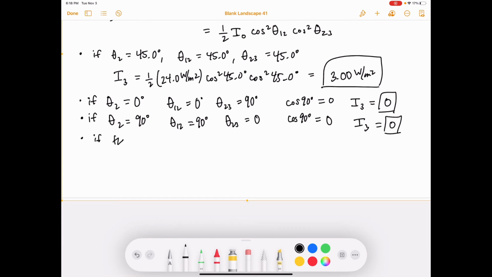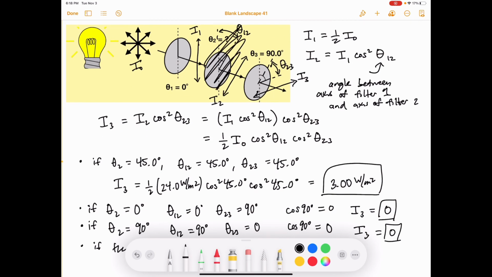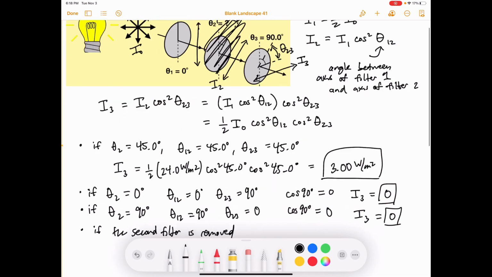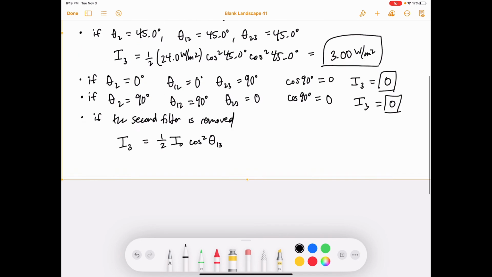And then finally, if the second filter is removed, so forget the second filter is here. We just have filter 1 and then filter 3. Well, then the transmitted intensity through filter number 3 is going to be 1/2 I0, because going through the first filter, we still cut the intensity down by a factor of 2. But then we have cosine squared of the angle between filters 1 and 3 now, okay?